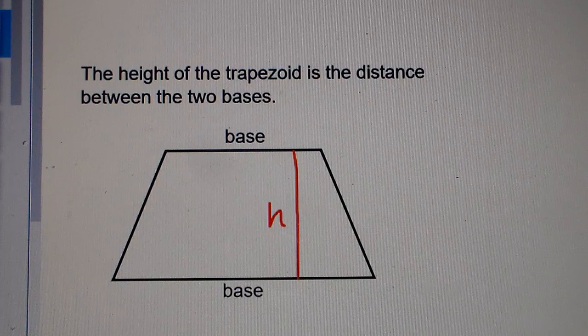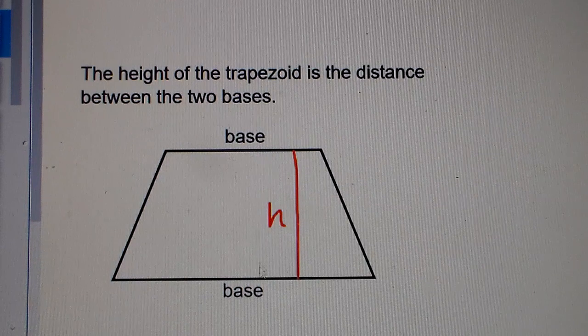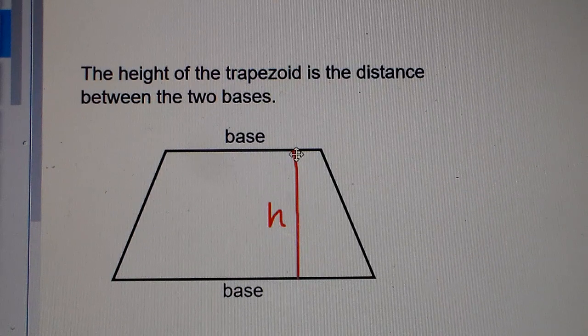So, the height of the trapezoid is the distance between the two bases. Just keep things in mind: the height is always the distance between the two bases. Now the bases are always the parallel lines of the trapezoid. So the parallel lines are the bases, and the height is always the distance between those two bases. Key thing to remember, especially when trapezoids look a little bit differently.